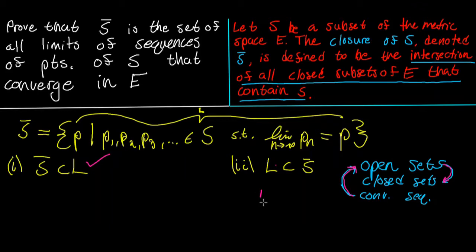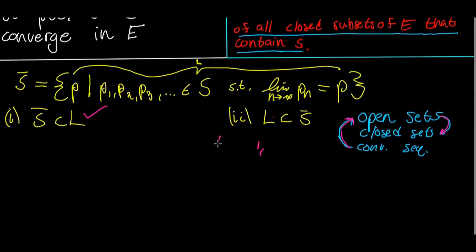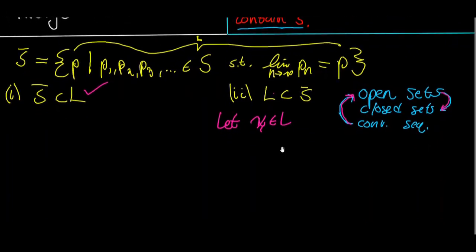So now, let x be in L. If we want to show that L is a subset of the closure of S, then we have to show that if x is in L, then x must also be in the closure of S. So, if x is in L, let's think about what that means. Well, x is a point that's the limit of a sequence of points in S.